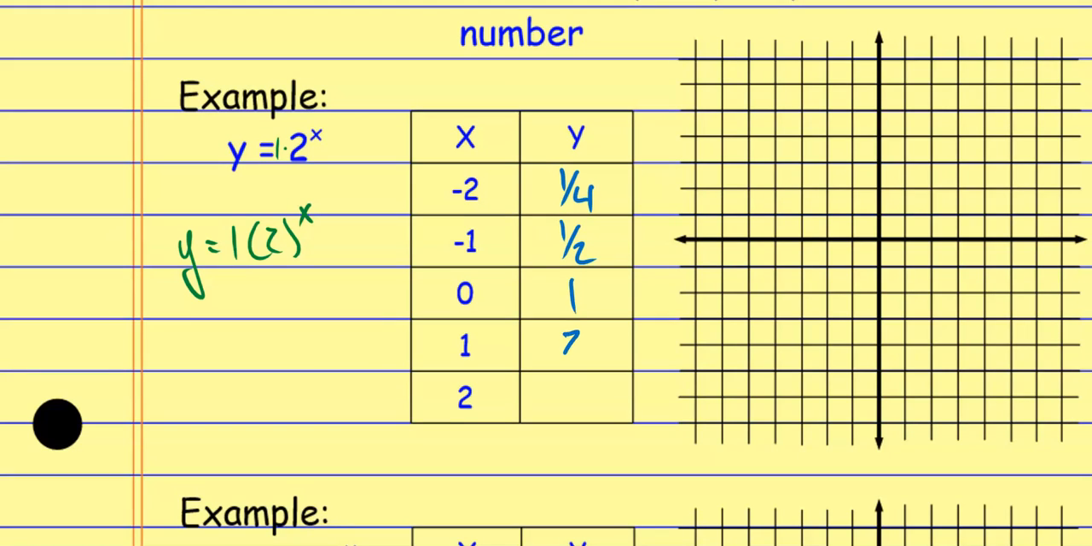2 to the first power is a 2. And 2 to the second power is a 4. All right? And so if I plot these, ready, negative 2, 1/4, probably around here somewhere, 1/2, 1, 2, and 4. So we get something that kind of looks like this.